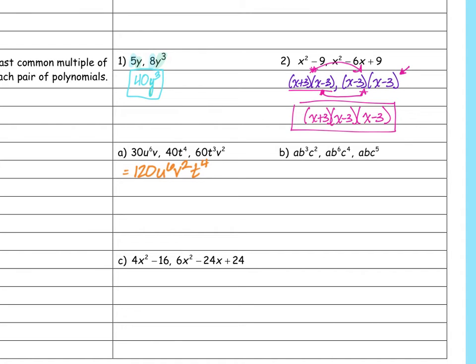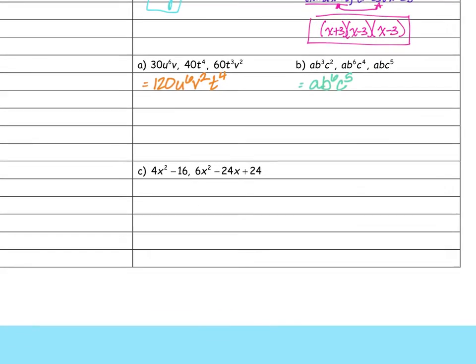And we're going to do the same thing with number B. There's no number, so I don't have to worry about a number, but I'm just going to worry about the variables. And I'm going to find the variable with the highest exponent for each one of them. So A is just A, because there's no power on any of them. And then B would be B to the 6th power. And C would be C to the 5th power. Okay?